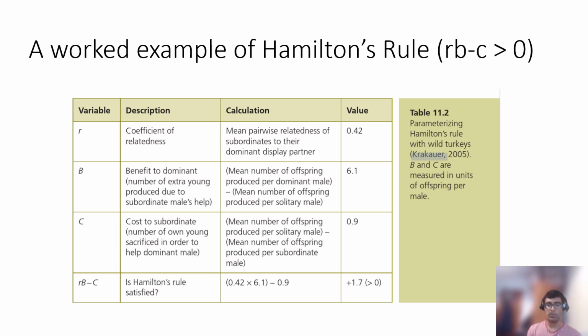So now we can see, is Hamilton's rule satisfied? Remember, Hamilton's rule is RB minus C must be greater than 0. R times B is 0.42 times 6.1, minus C, which is 0.9, gives us a value of 1.7, which is indeed greater than 0. So this provides good evidence as to why subordinates help: they're gaining inclusive fitness that outweighs the loss of their own direct fitness, the loss of their own offspring, that occurs if they help.